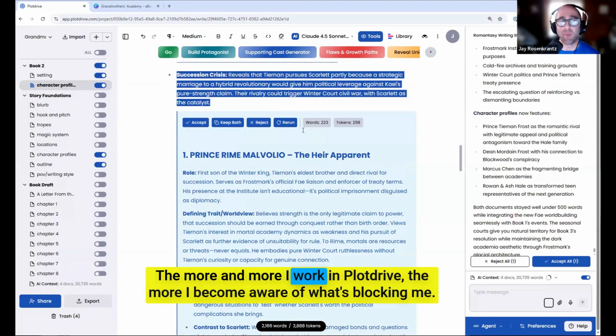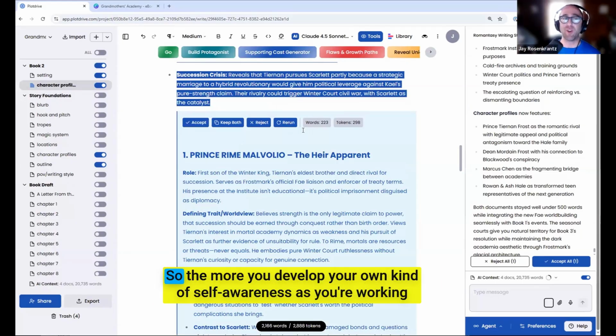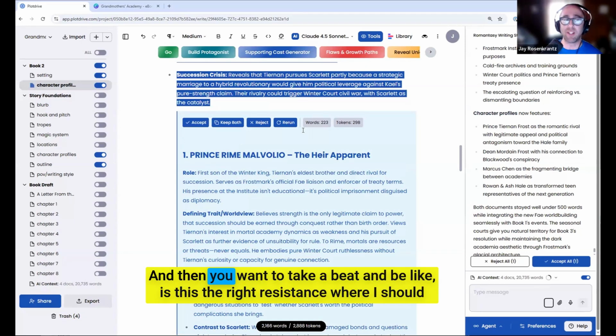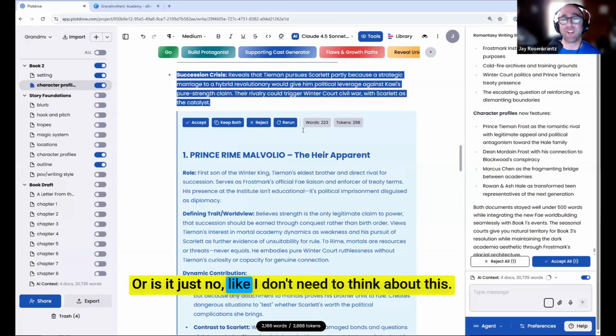The more and more I work in Plotdrive, the more I become aware of what's blocking me. For me, block is anything in the way of speed, creative flow, anything that feels friction. So the more you develop your own self-awareness as you're working of being like, I feel resistance, and then you want to take a beat and ask, is this the right resistance where I should be sitting and thinking for a moment? Or is it just, no, I don't need to think about this.